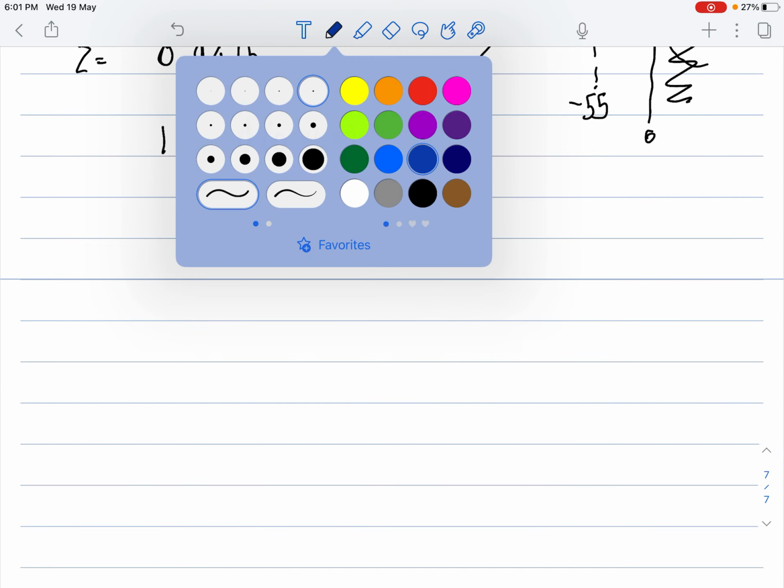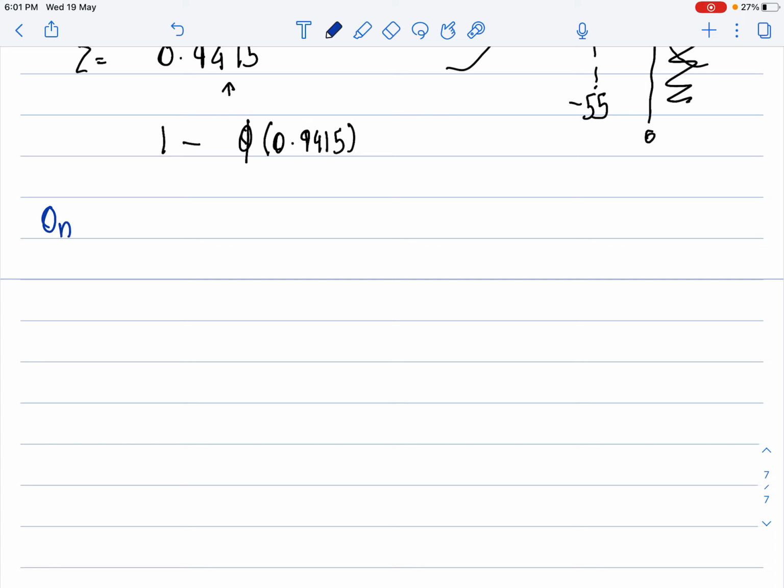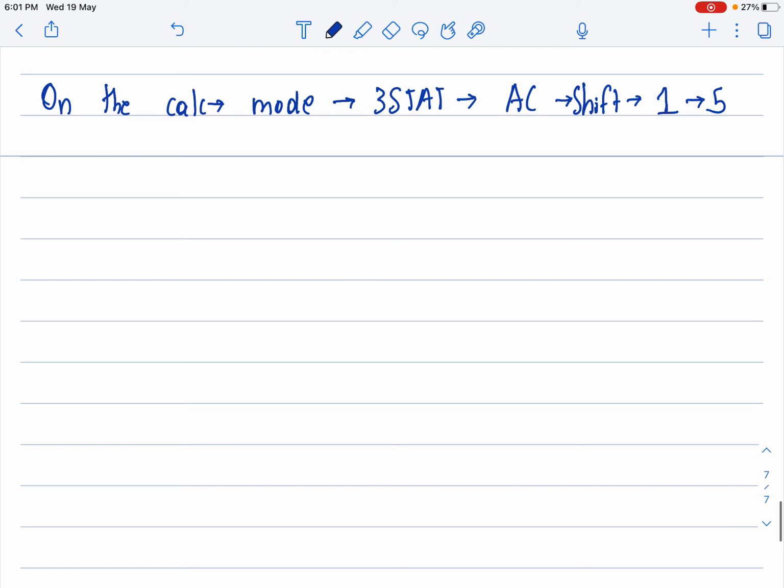Now to solve this, you can go on your calculator. Click on mode. When you click on mode, click on 3 where stat is written. Now click on AC. Now click on shift, then click on 1. Now click on 5 where distribution is written.